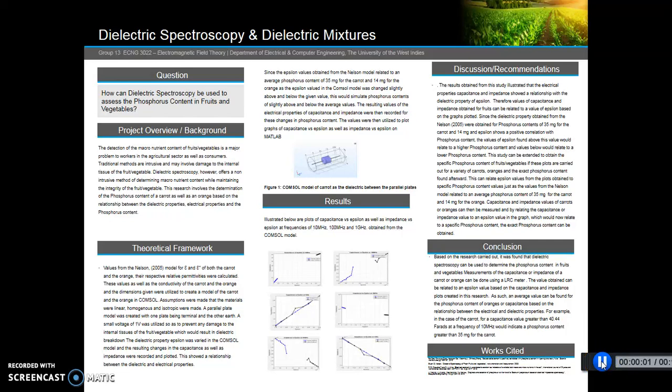Good day, I am from Group 13 and today we will be discussing dielectric spectroscopy and dielectric mixtures. For this project, we are focused on how dielectric spectroscopy can be used to assess the phosphorus content in fruits and vegetables. So first we must ask ourselves, what is dielectric spectroscopy?